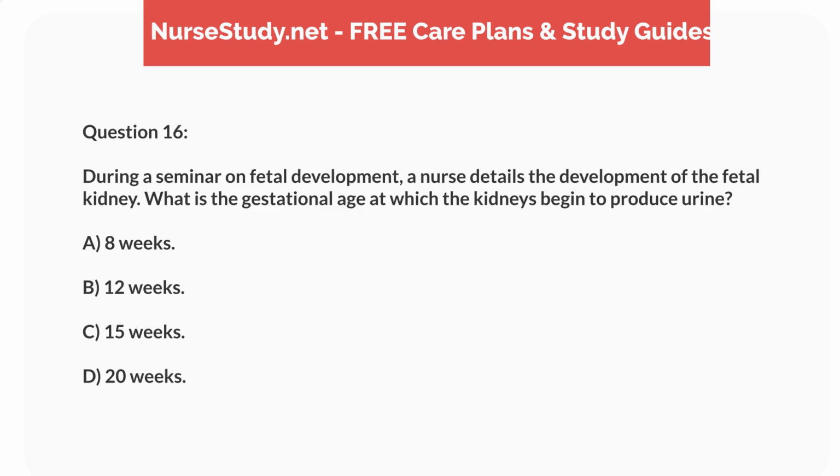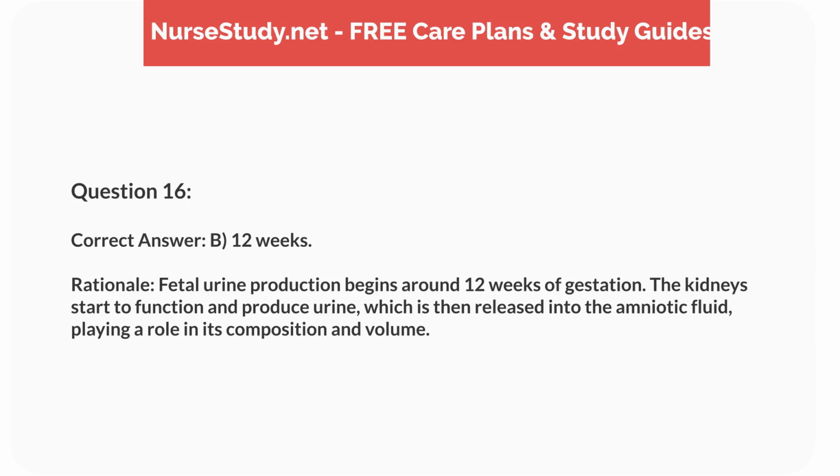Question 16. During a seminar on fetal development, a nurse details the development of the fetal kidney. What is the gestational age at which the kidneys begin to produce urine? A. 8 weeks. B. 12 weeks. C. 15 weeks. D. 20 weeks. Correct answer: B. 12 weeks.